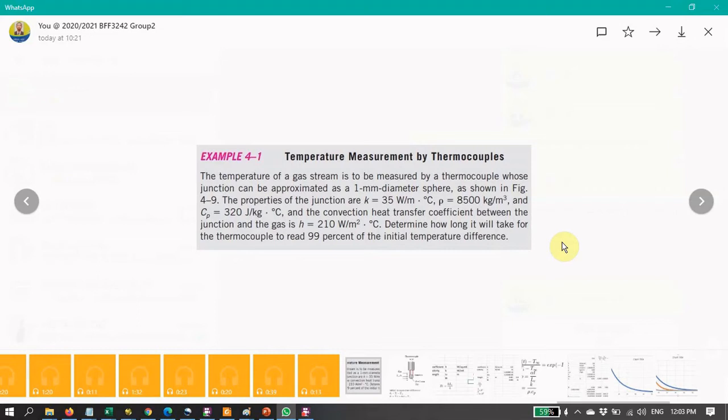It is a name given to a thermocouple, and this junction allows a connection between two wires, right? Only thermocouples have two wires. You have to solder it with a specific method, something like that. Here we approximate that the junction has a spherical shape, and the diameter of that sphere is 1 millimeter.